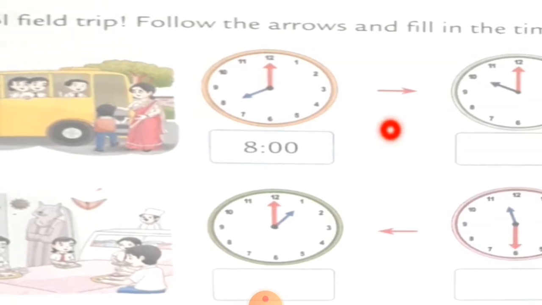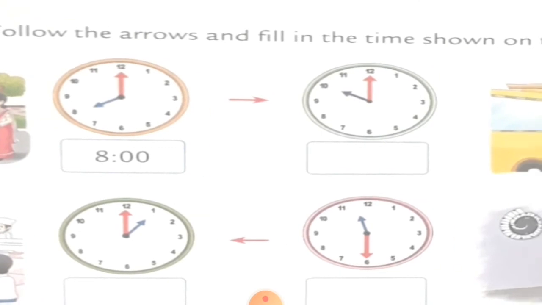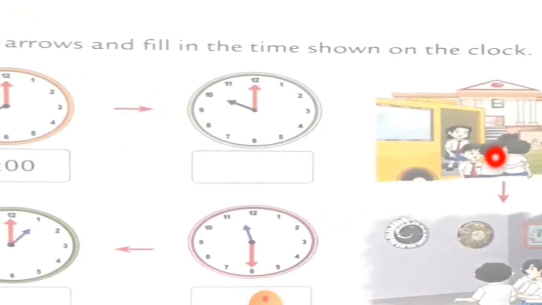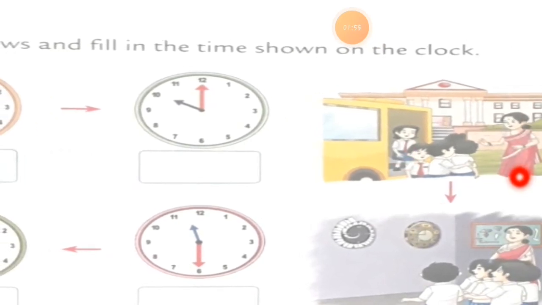Now let's follow this arrow. Here you can see the arrow, and in the next clock and the next picture you can see they reach the picnic spot, the trip spot. Here you can see the teacher is there, and they reach the place where they wanted to go for the picnic. So what time is it?